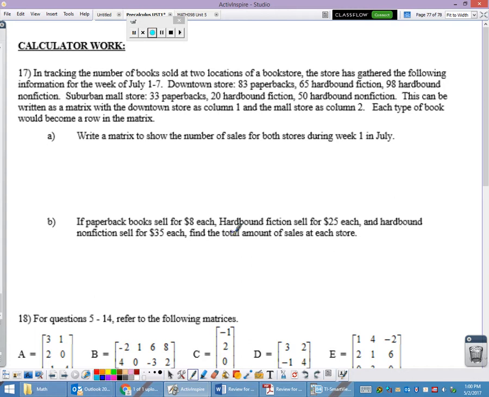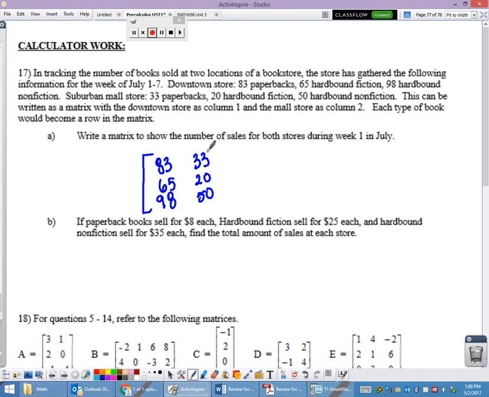Alright, last page. All of this last page you can use a calculator for, so you do not need to worry about having to do these problems without a calculator. Alright, so this one first tells me that it wants all of the values for the store in columns, and then the type of book should be my rows. So this is the matrix that you will get when you do that.